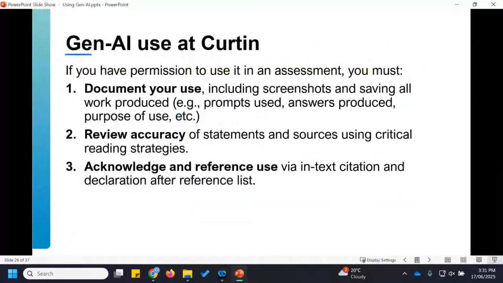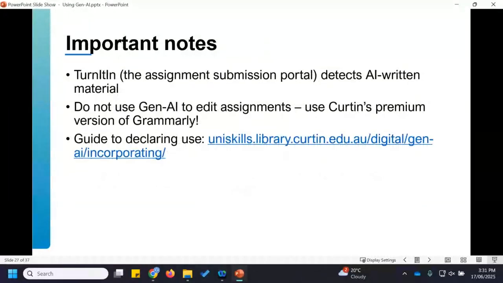So yes, document your use, check that it's correct, acknowledge and reference. Some other things to keep in mind. Turnitin will detect AI written material. It just will. And then it's a process to go through anything that has been detected.